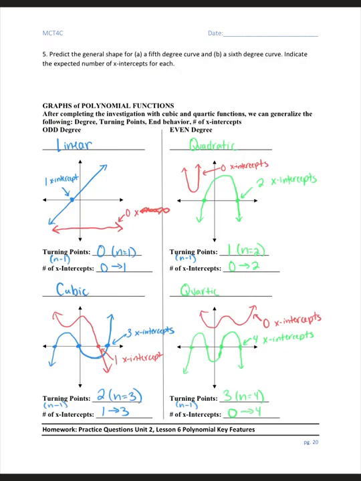The last part of the note today is we're just going to predict higher degree polynomial functions and then summarize what we've learned today. So if we were going to predict the general shape of a 5th degree curve, remember a 5th degree curve is odd, and we know that odd curves are going to have opposite end behaviors. One's going to be down and one's going to be up. If we were to look at an even degree curve like the 6th degree, that's an even one, and we know that both endpoints should go in the same direction, whether that's up or down.